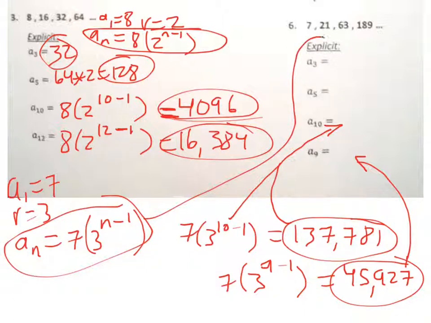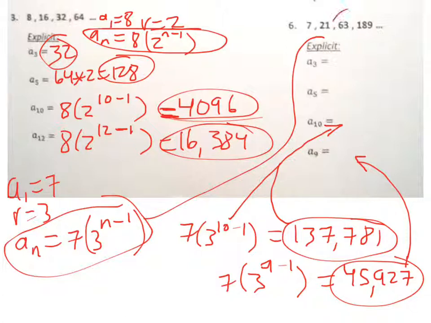Okay, that's going to go the explicit part. To get a sub 10, you're going to take 10 and put it in for n and compute it out. You'll get a fairly large number. To get a sub 9, you put in 9 where n is and you compute it. You'll get also a fairly large number.